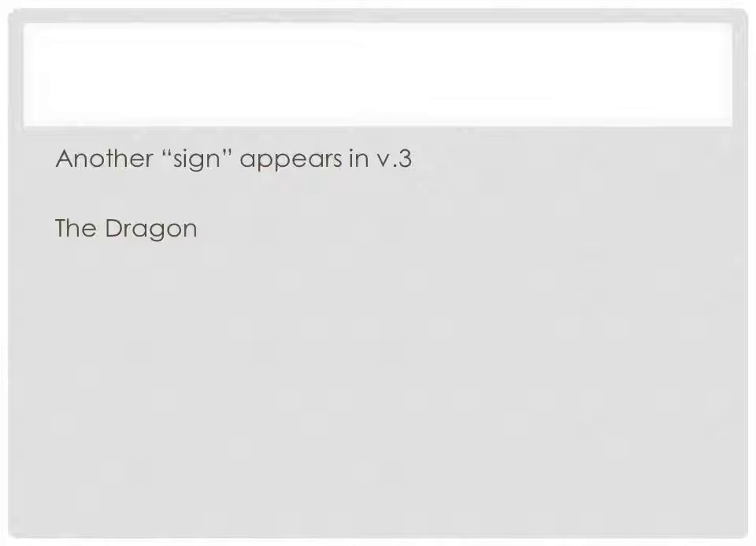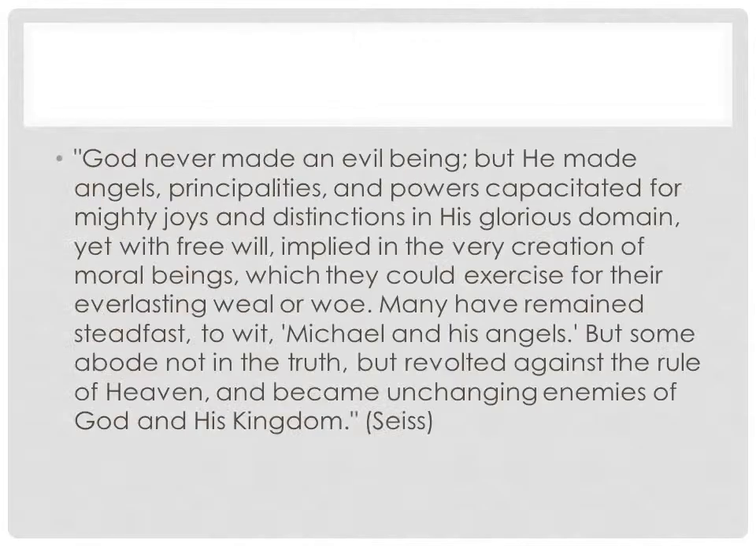All right, he says another sign in verse 3. It says there appeared another wonder or sign. So in verse 1, it says there was a wonder or a sign that appeared in heaven. And then verse 3, a second sign, and it is the dragon. It says a great red dragon having 7 heads, 10 horns, and 7 crowns upon his heads.